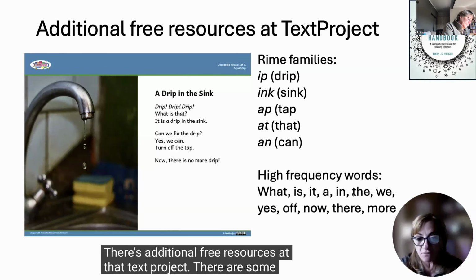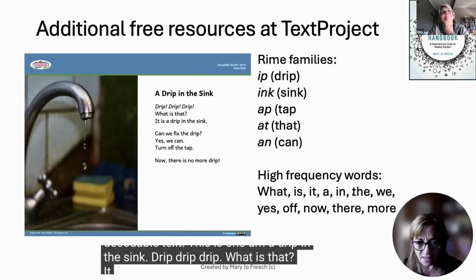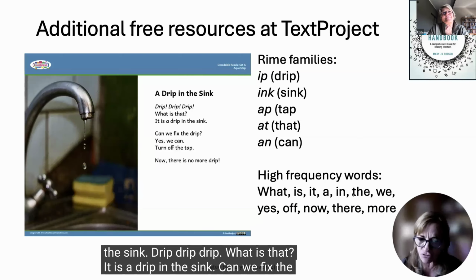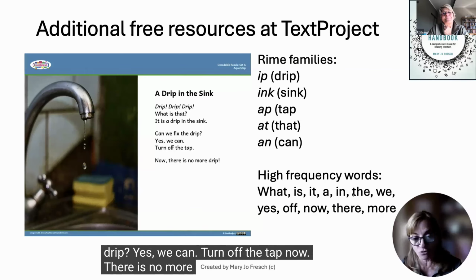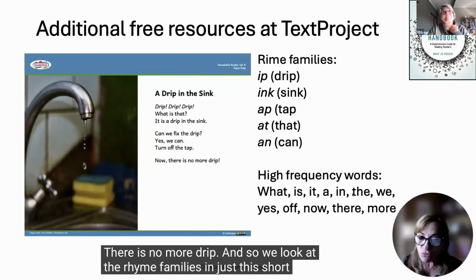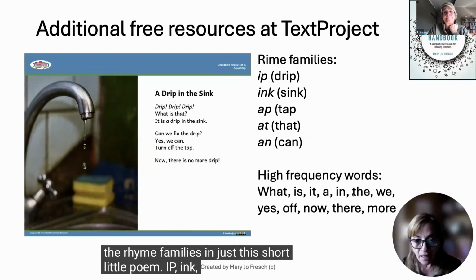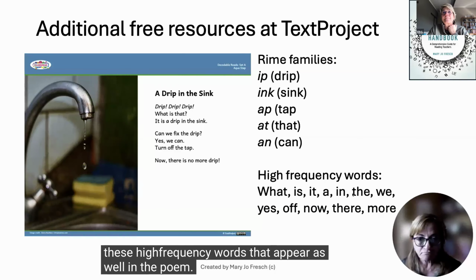There are additional free resources at that text project. There are some decodable texts. This is one, a drip in the sink. Drip, drip, drip. What is that? It is a drip in the sink. Can we fix the drip? Yes, we can. Turn off the tap. Now there is no more drip. And so we'll look at the rhyme families in just this short little poem: ip, ink, ap, at, and all these high frequency words that appear as well in the poem.